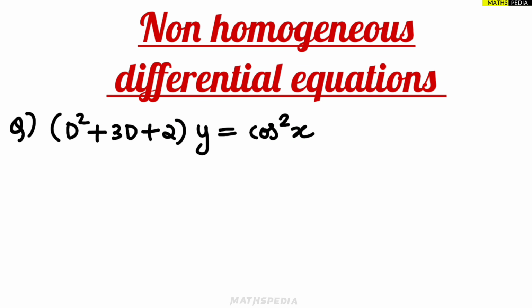Now this question is quite an interesting question, right? Because here on the RHS we don't have directly a function in the form of what we have studied. Here the function is given as cos square x. So we'll try to understand that.